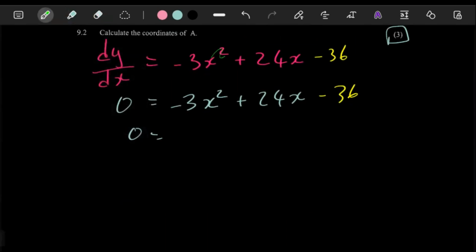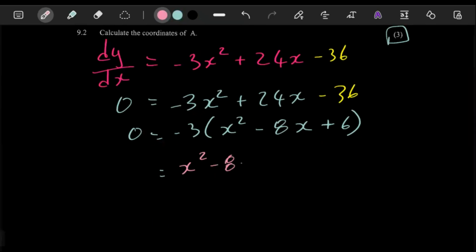So here you can actually take out a -3 if you want. You have x squared here, negative 8, and then +8, +6. So divide both sides by -3. You're going to have x squared minus 8x plus 6 equal to 0.